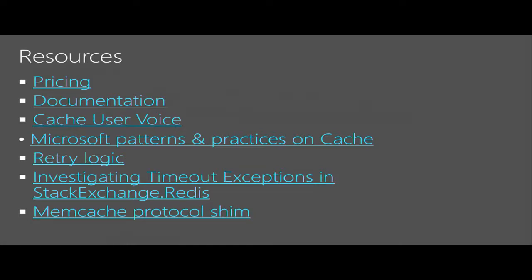And then these are some resources that you can look at. This is the pricing model. There's documentation of all the features of Redis that I've shown you. There's a user voice where we track active feedback on the features that customers want. There are some blog post articles on how to specify my retry logic. There's a patterns and practices link to it. There are timeout exceptions, and the link to the WordPress integration with cache.